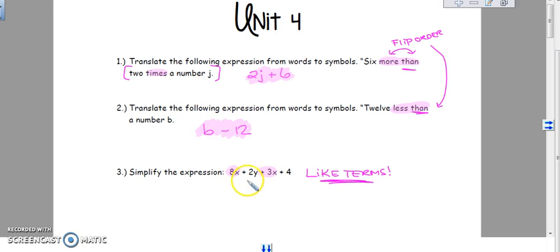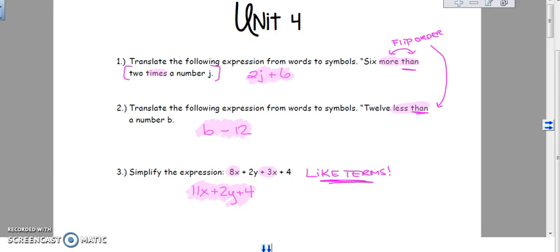So 8 plus 3 is 11x. I can't do anything with the 2y, so I copy it down. I can't do anything with the 4, so I copy it down. So this is my final answer. Such an easy question, but I can tell you year after year people get this wrong. You cannot combine these three terms because they are not alike. Nothing else has x's, nothing else has y's, and nothing else is plain old numbers.